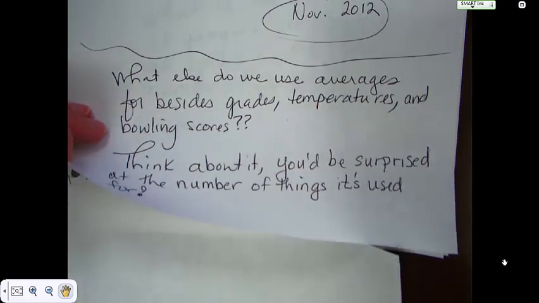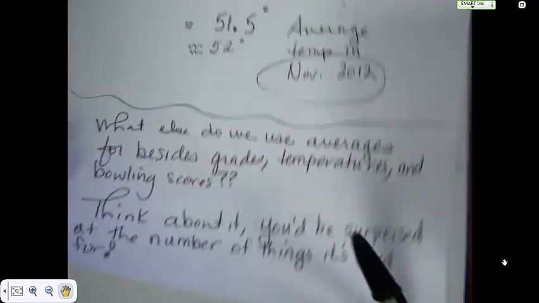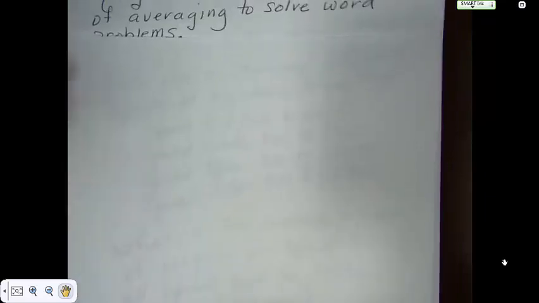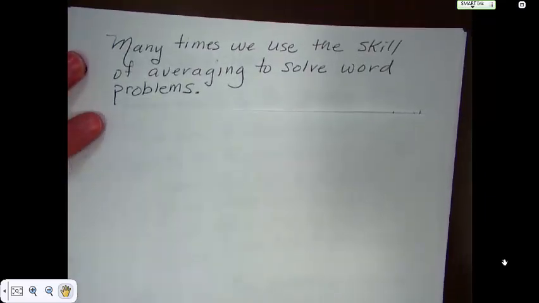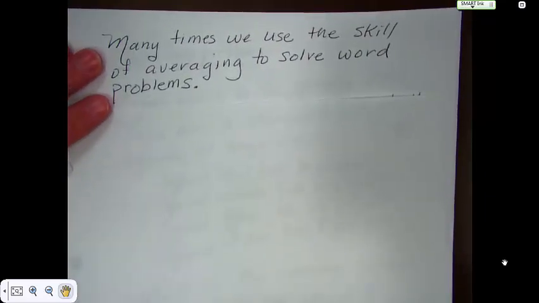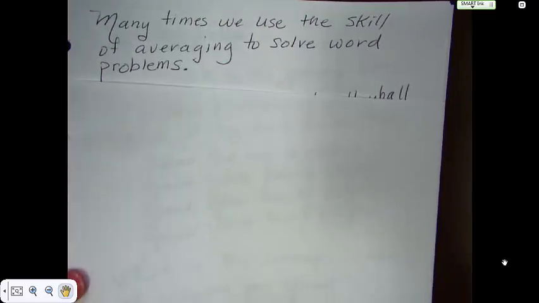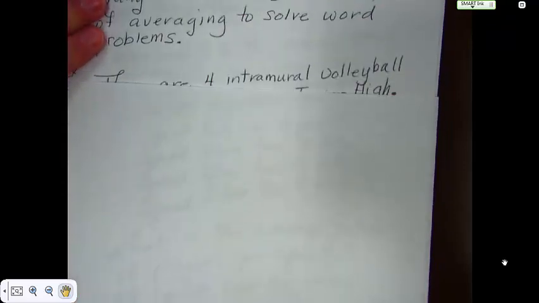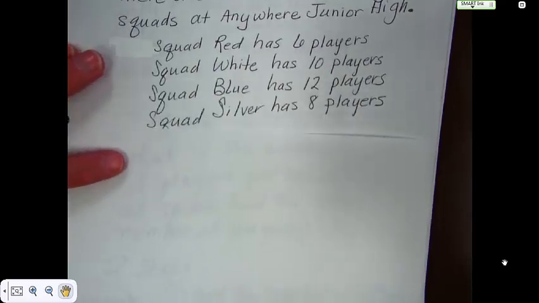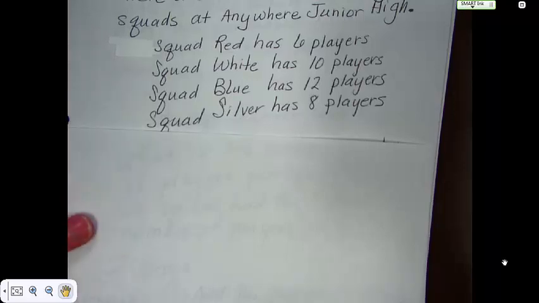Because over the next few months, you're going to be amazed at all the different things that we use averages for. Quite often we use the skill of averaging to solve word problems. Here's a situation in which we have some information and we have to figure out what they want.